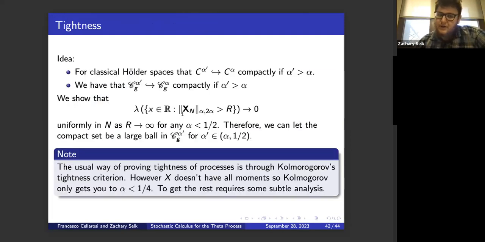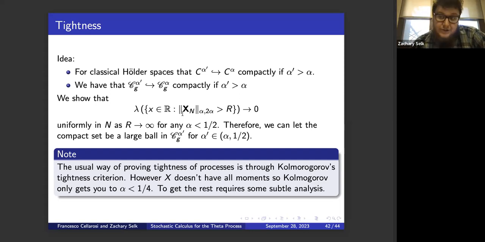So let me just mention a little bit about the tightness. If you recall, on classical Holder spaces, you have a compact embedding, right? And it carries over to these rough spaces, because these are spaces of alpha Holder in the first, 2 alpha Holder in the second. Basically what we have to do is take large balls in these spaces, and these are going to be our compact sets, compact sets of large measure.